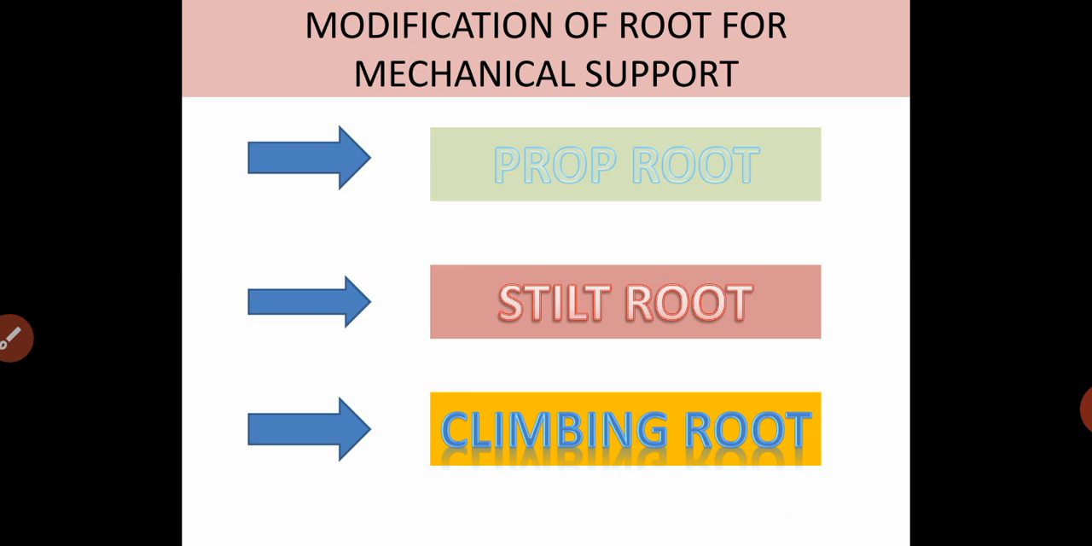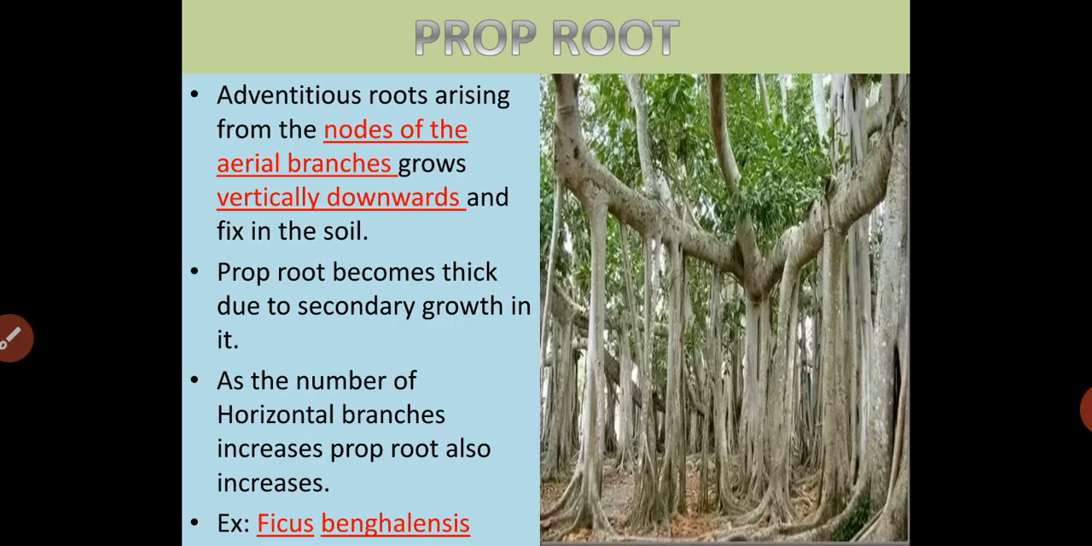Let us move towards the root modification for mechanical support. There are mainly three types of roots for the purpose of mechanical support, that is prop root, stilt root and the climbing root. First, discuss about the prop root.